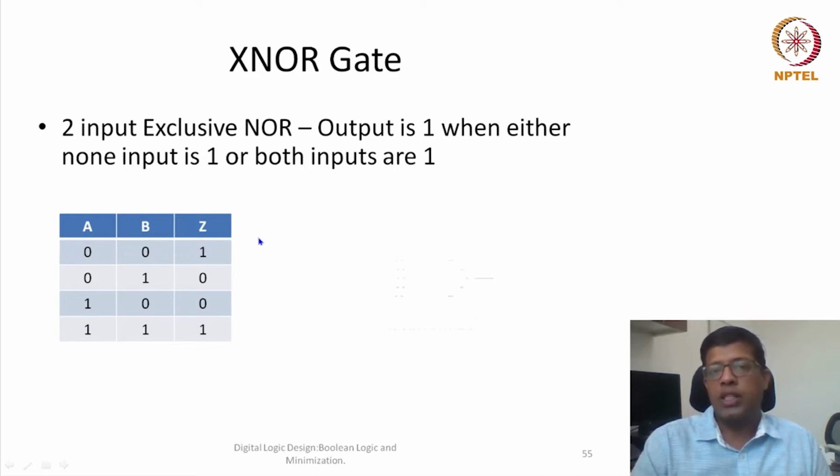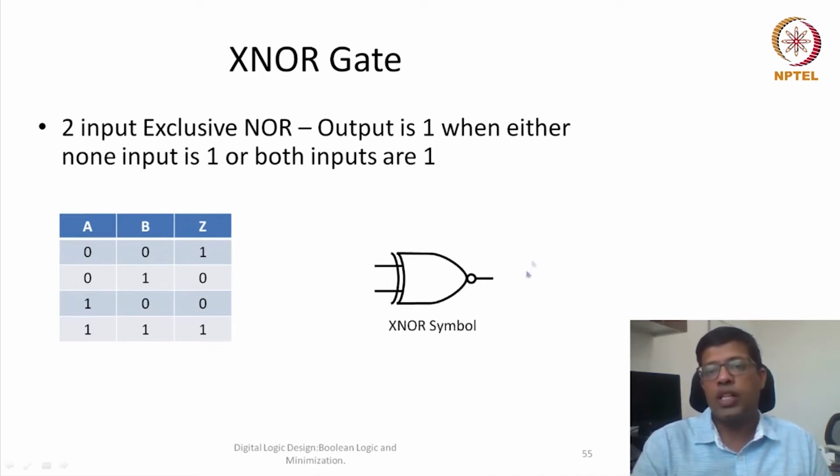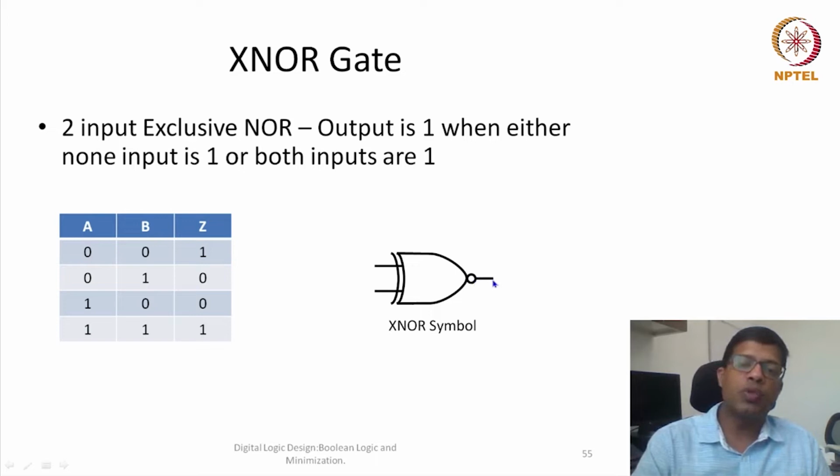So that's why the symbol of the XNOR gate is also very similar to the XOR gate, but with an inverter associated with the output. Remember that whenever we have this small circle at the output or at the input, it represents the inverter or NOT gate functionality. So essentially, the XNOR gate is the XOR gate plus an inverter at the output.